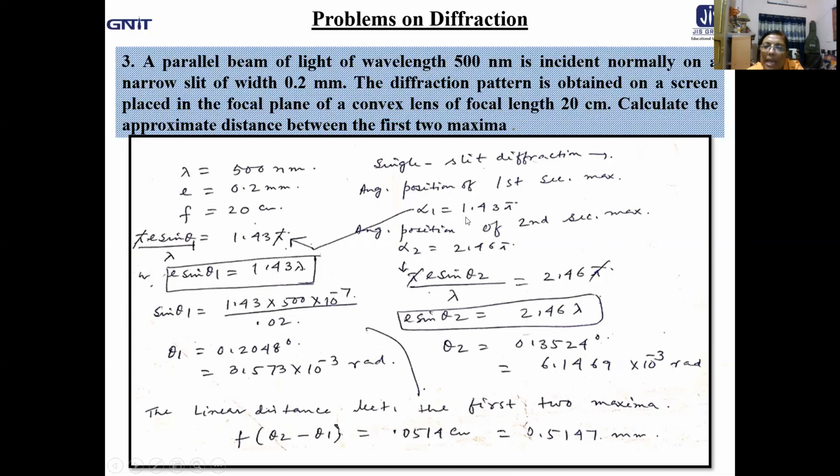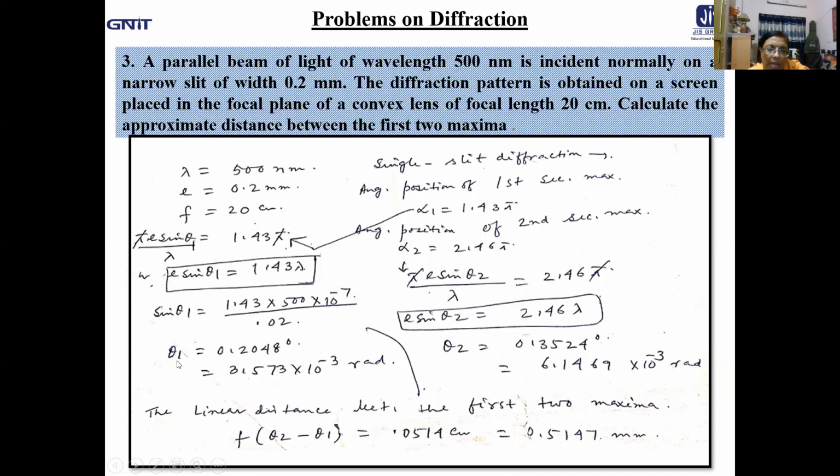Now, what about the angular position of the first secondary maximum? We know that alpha equal to 1.43 pi. We discussed in very detail. Let it be alpha 1. Similarly, the angular position for the second secondary maximum will be alpha equal to 2.46 pi. Let it be alpha 2. Clear? Now we know the value of alpha. Alpha equal to pi e sin theta by lambda. So alpha 1 equal to pi e sin theta 1 by lambda, that is equal to 1.43 pi. So we are getting e sin theta 1 equal to 1.43 lambda from the angular position of the first secondary maximum.